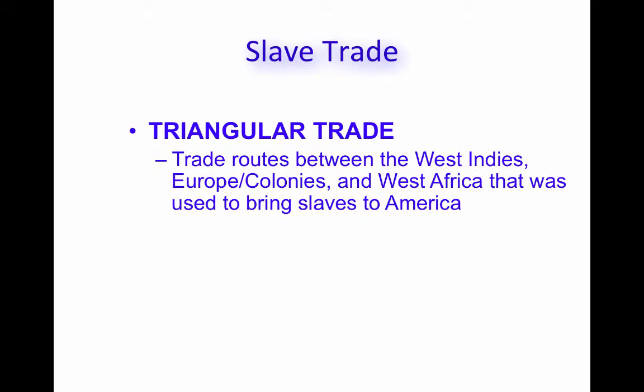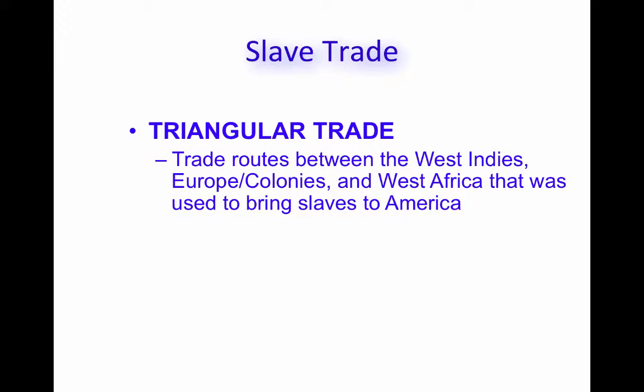The slave trade. Because the need for slaves was so great, it was a commodity, a product that had to be purchased. So to establish this, to make slaves available, we have what is known as triangular trade. There's going to be a map on the next page. It'll make more sense then.